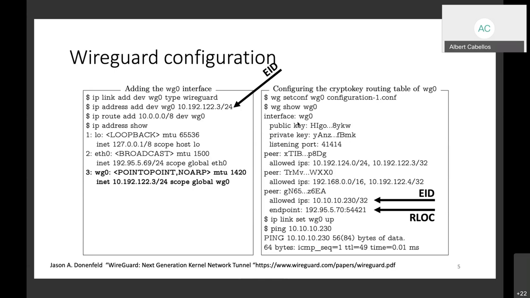Basically, you have the public key of your interface, or local public key, the private key of your interface, and the listening port, which is equivalent to our LISP port. And then for each peer with which you will communicate, you have to configure the public key of that peer, and then the allowed IPs, which is equivalent to the EIDs for that peer that you will accept from them, and the endpoint. The endpoint you don't configure. This is discovered automatically, and the endpoint is equivalent to the locator.